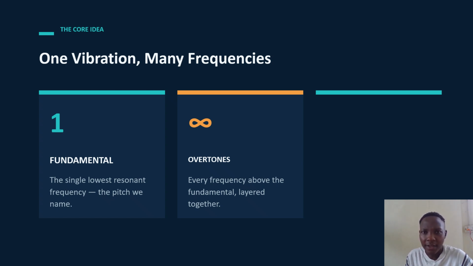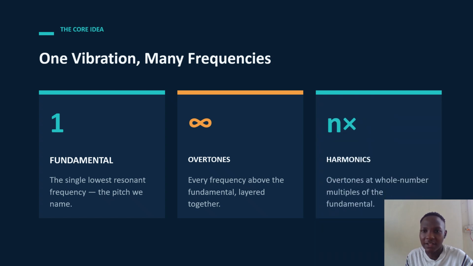The special subset set at whole number multiples of the fundamental are what we call the harmonics. So the harmonics are just the overtones at the whole number multiples of the fundamental. These are the three kinds of frequencies one vibration can have.